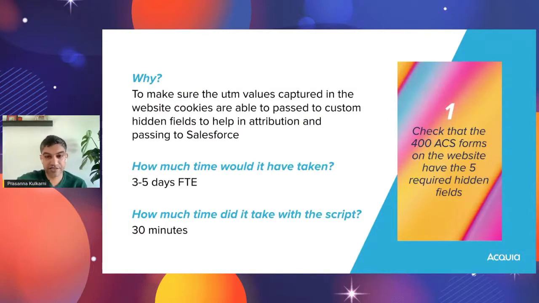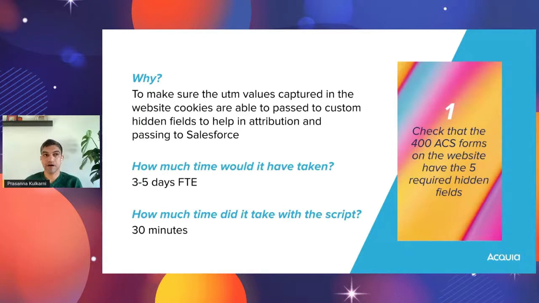The first use case here is check that the 400 ACS forms on the website have the 5 required hidden fields. So the way we have set up our UTM tracking is that when someone lands on the website using UTMs, those UTM values are captured in a cookie. So that if the visitor goes to another page, those UTM values stay with them. And then when they fill out the form, those values are passed to 5 hidden custom required fields on the forms. Now, the form needs to have the 5 hidden fields with the correct HTML name. That's a condition over there.